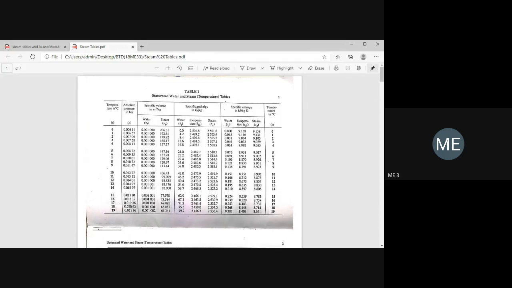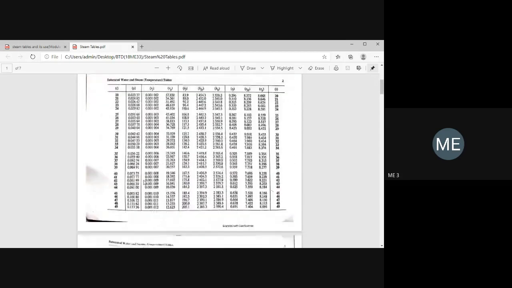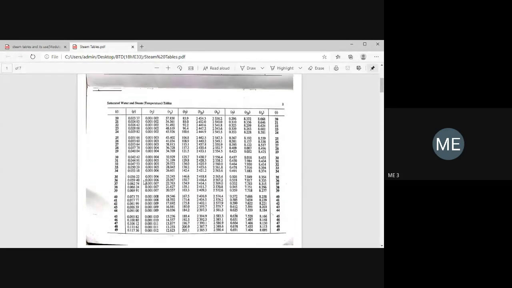Next, we have different properties like specific volume, specific enthalpy, and specific entropy. Already you know the difference between volume and specific volume. Volume is expressed in meter cube, whereas specific volume is expressed in meter cube per kg. These are for water and steam, Vf and Vg. Today I'll explain what specific volume is in the theoretical part. The specific volume of water at 40 degrees Celsius is 0.008 meter cube per kg.